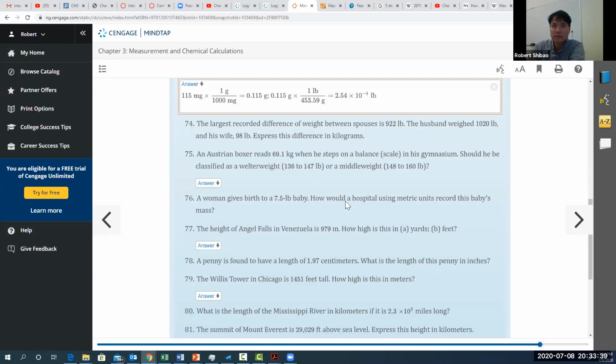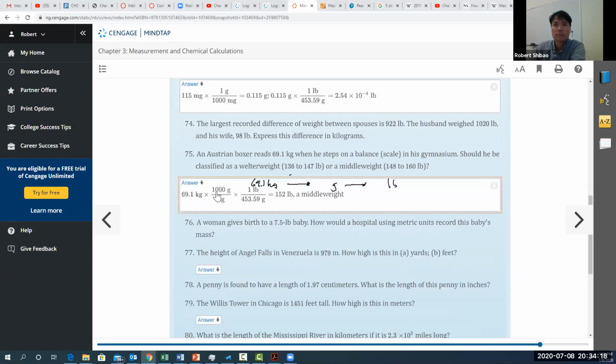And so we could go straight from kilograms to pounds, but I don't want to memorize that. I'm going to go a roundabout way. I do it would be 69.1 kilograms and then go to grams. We know that 453.6 grams in a pound. There are 1,000 grams per kilogram, and then 453.6 grams in a pound. So we can do it that way. Let's see what the book did. Kilogram to grams, grams to pounds, 152 pounds, which puts him at middleweight.